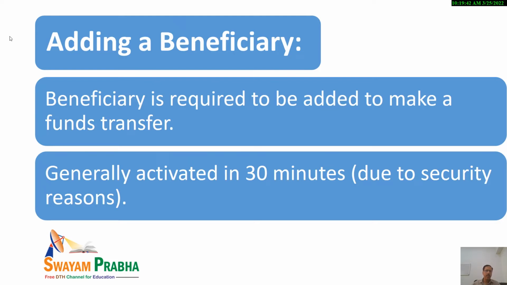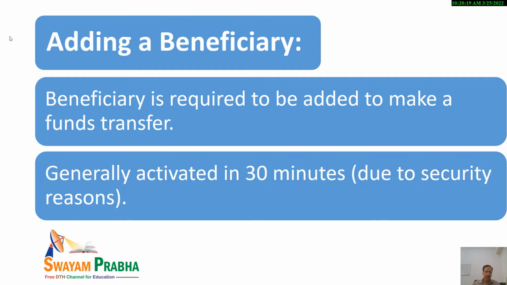First of all, in case you have already added the beneficiary, it is very good. But in case the beneficiary has not been added, and does not exist in your account, then the basic requirement is to add the beneficiary, so that we are able to transfer the money and make a fund transfer.